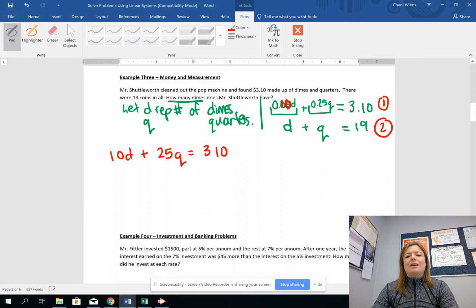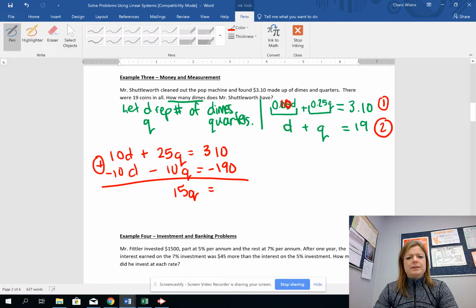Dimes are 10 cents. All right, so to get a similar coefficient down here, I'm going to multiply this all by negative 10. Okay, so I get negative 10d minus 10q equals minus 190. And I'm going to add these two equations together. So I get 15q equals 120. So if I divide 120 by 15, I get q is equal to 8. Okay, so if I go back and put that in here, I can see that dimes is equal to 11. So therefore, Mr. Shuttleworth has 11 dimes.